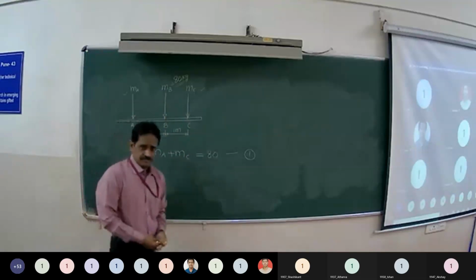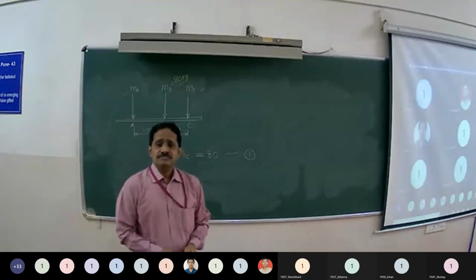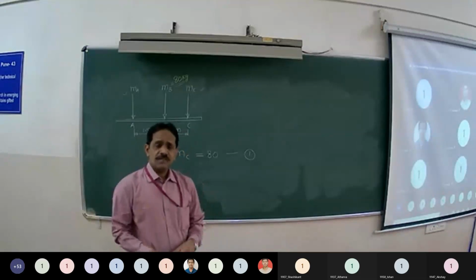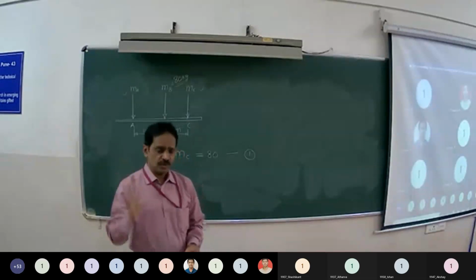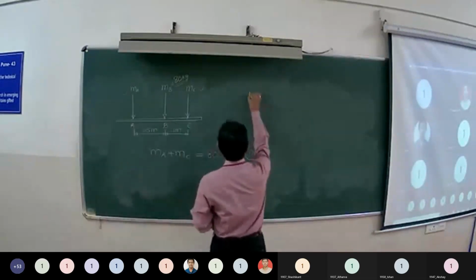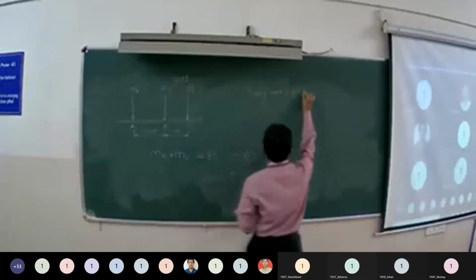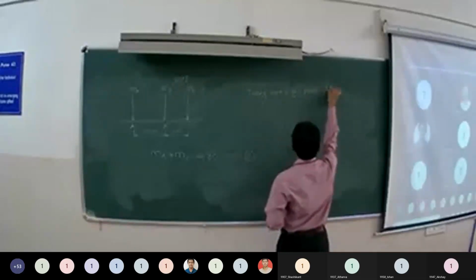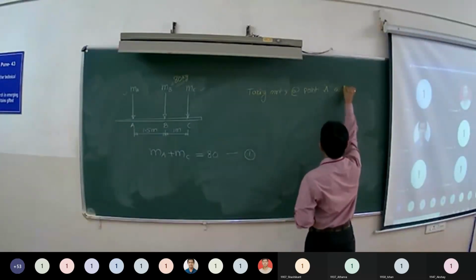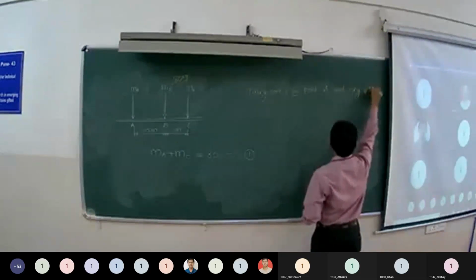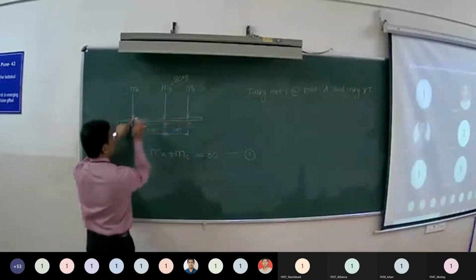Now to get second equation, we have to use Varignon's theorem. What is Varignon's theorem? Algebraic sum of the moments of the forces about any point is equal to moment of resultant of those forces about the same point. So taking moments about say point A, you can take moments about any point in the plane. So taking moments about point A and using Varignon's theorem, sum of the moments of the forces about point A.